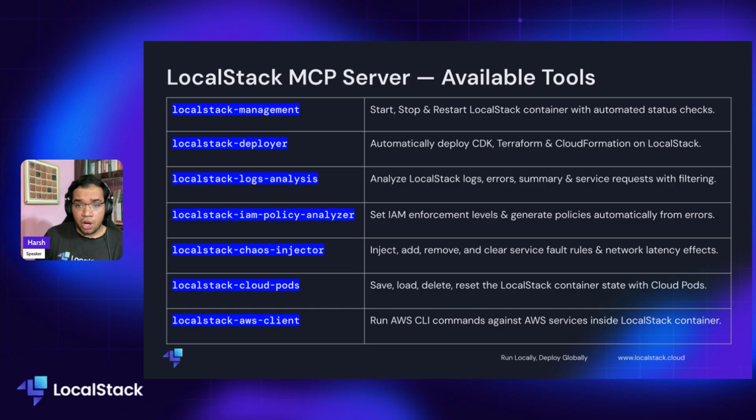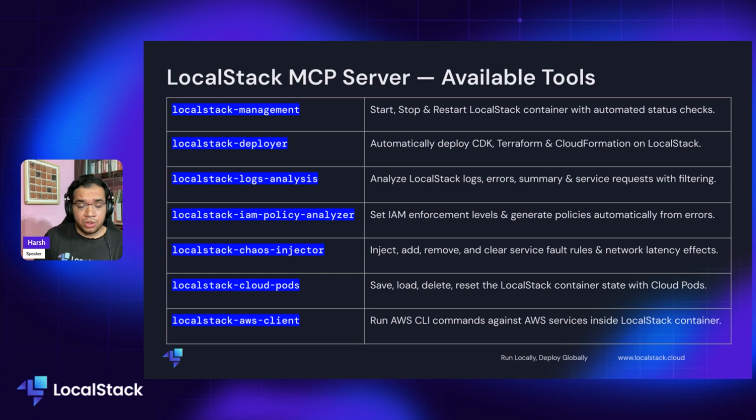We have got the whole logs analysis tool. It analyzes your logs. It tries to find all those errors. It tries to summarize the whole log output. And it also filters those service requests so that you can pinpoint what exactly is going wrong. And finally, we have got the LocalStack AWS client, which is there to run certain AWS CLI commands against your AWS services running inside the LocalStack container. Now, these 4 tools are available in the community image.